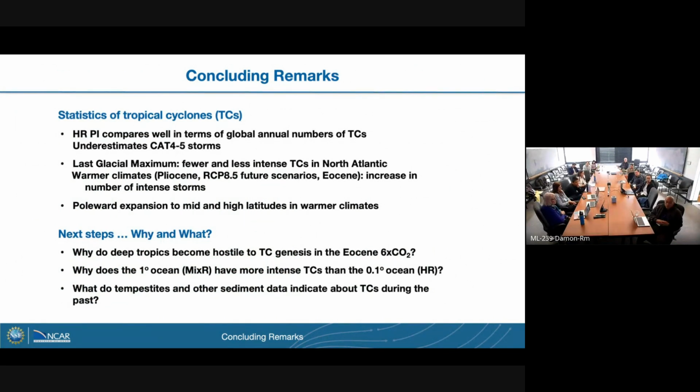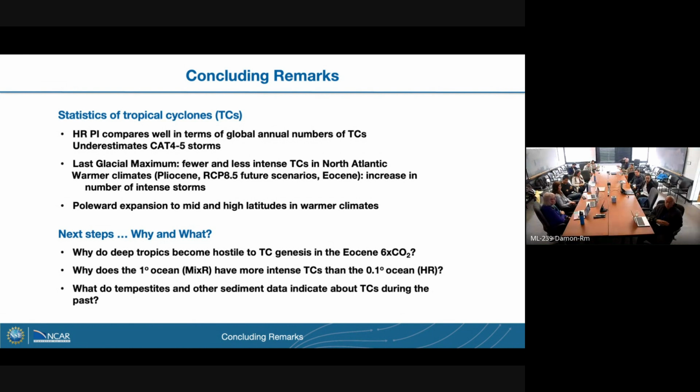At the last glacial maximum, we had fewer and less intense tropical cyclones in the North Atlantic. And in the warmer climates, Pliocene, RCP, future scenarios, and Eocene, you see an increase in the number of intense storms and a poleward expansion to middle and high latitudes.